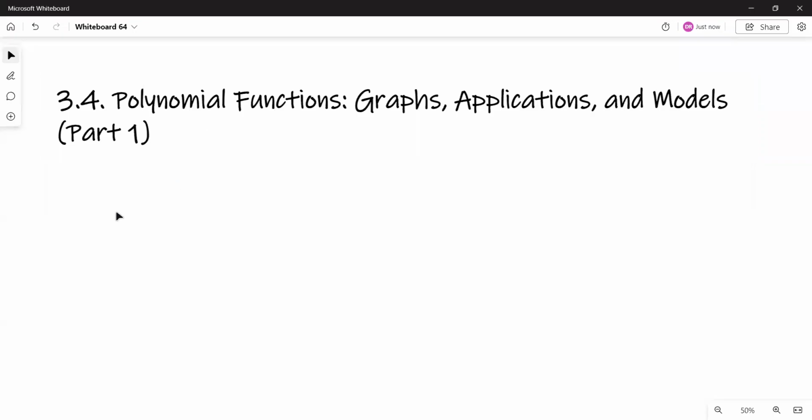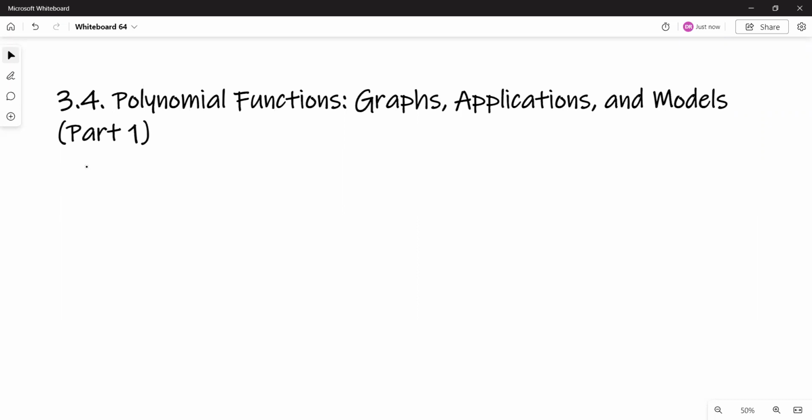Hi, in this video, I'm starting section 3.4. I'm going to cover this section in two parts. This is a longer section. So 3.4, we're going to continue with polynomial functions. We're going to see what the graph of a polynomial looks like, some applications, and models involving polynomial functions.